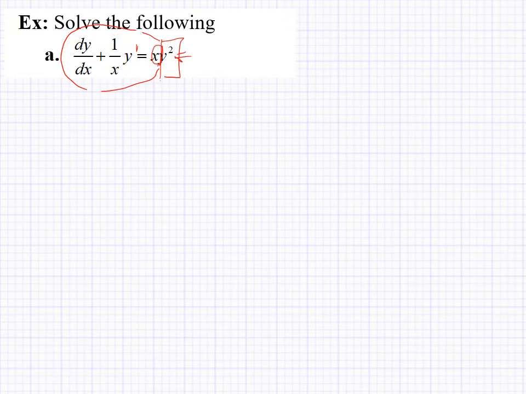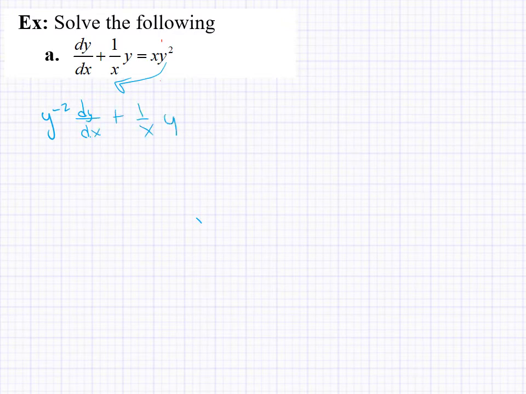So this is Bernoulli. The first step of Bernoulli is to push this y squared through the other way in the equation. So divide everything through by y squared, or you could also say we're going to multiply by y to the negative 2. That will give us y to the negative 2 dy/dx plus 1 over x y to the negative 1 equals x.